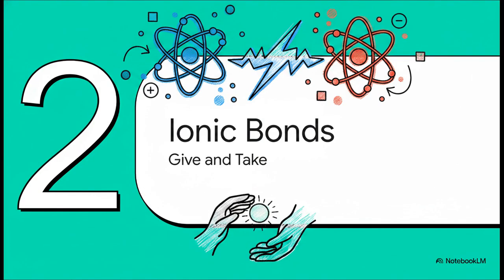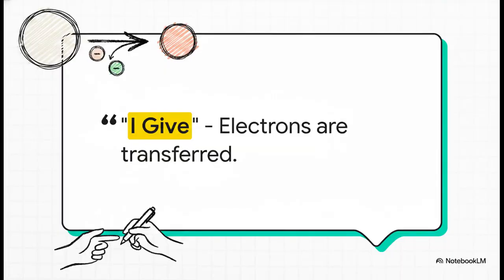Moving on to Section 2, ionic, give and take. So, ionic bonds generally happen between metals and nonmetals. And honestly, the absolute easiest way to remember how this works is just the phrase, I give. Think back to our classroom analogy for a second. This is the scenario where your classmate simply gives you their extra pen so you both have exactly what you need. One atom just transfers an electron completely over to another.